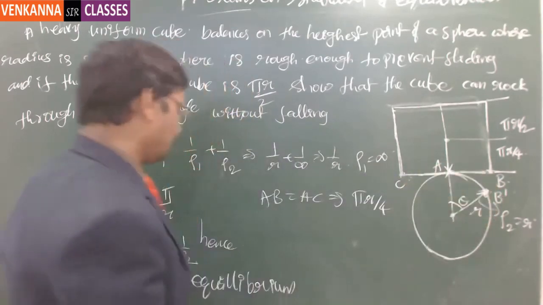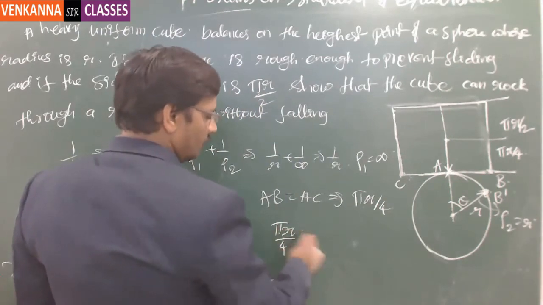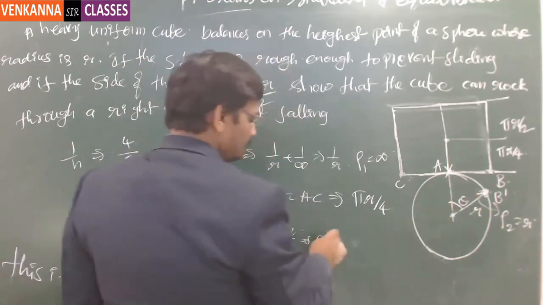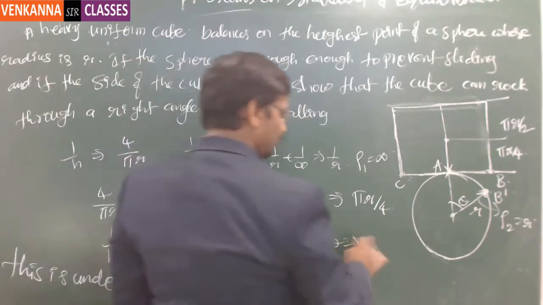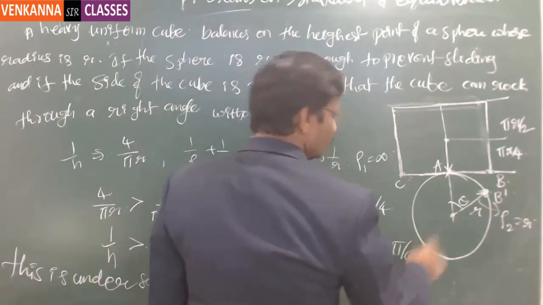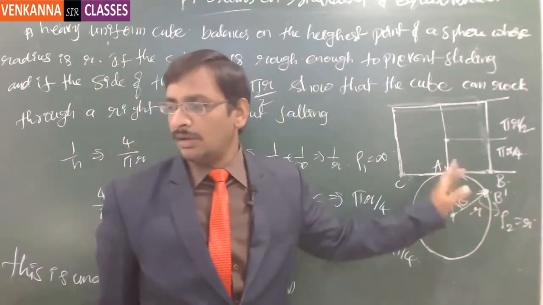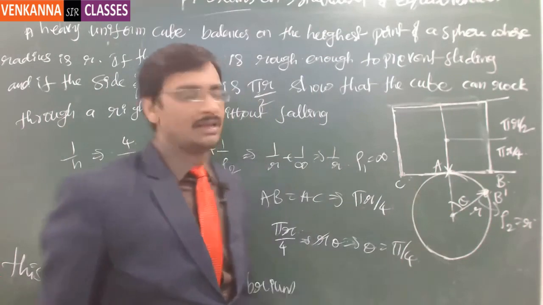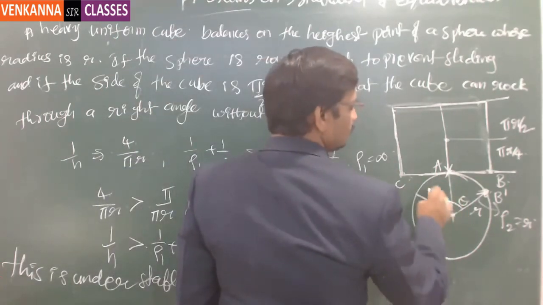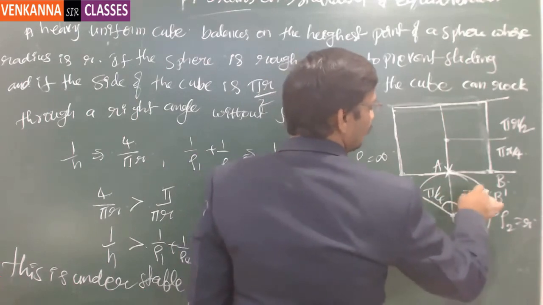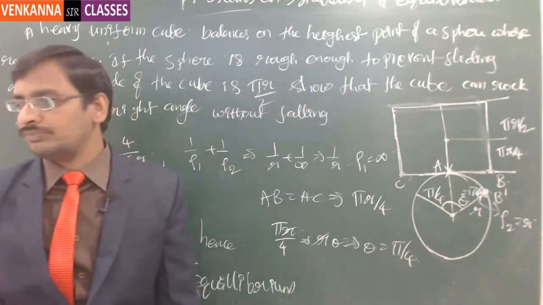So at that time this length value pi r by 4 has to be equal to the arc length, which is r theta. And this r will cancel out. It implies theta is equal to pi by 4. So on the right side, it will make an angle of pi by 4 without slipping or without falling. On the left side, it will make an angle of pi by 4 again without falling. So this is pi by 4 and this is also pi by 4. Hence, it can rock through an angle of pi by 2. Got it?